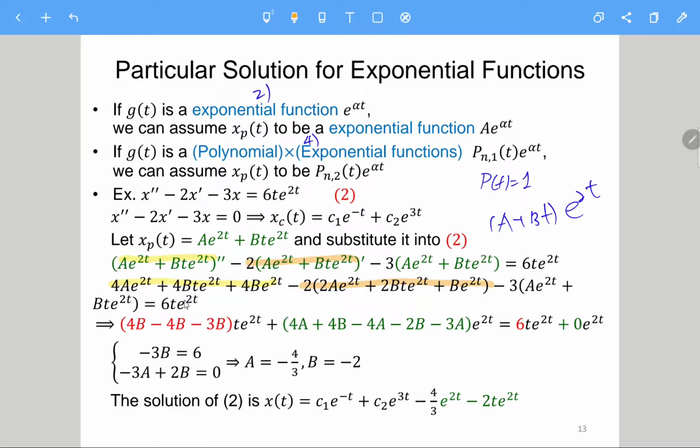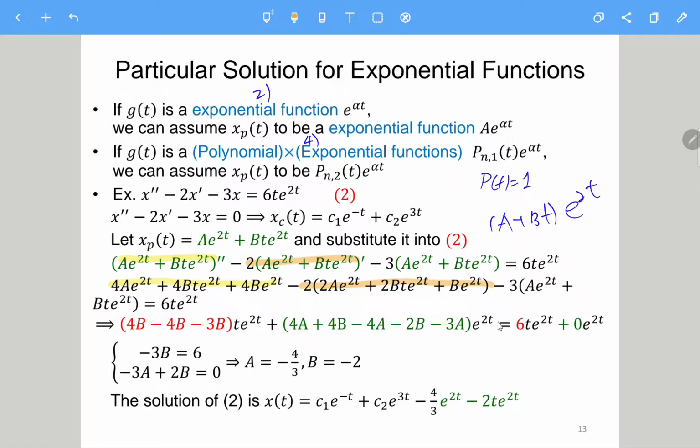So now we just collect the terms together. We have t times exponential 2t, t times exponential 2t, also t times exponential 2t, and then t. So we just collect these three terms together. We have 4b minus 4b minus 3b. And for the remaining terms, which are exponential 2t terms, we just collect them: 4a, 4b, and then minus 4b, not this one, minus 4a, minus 2b, and then minus 3b, minus 3a.